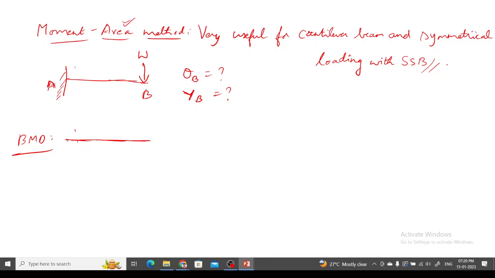And whether it's negative or positive? Negative, sir. Yeah, negative, because if I take any section and take the right, it is clockwise, right? So it's negative.